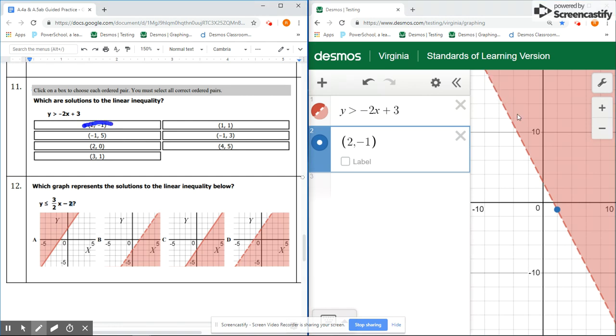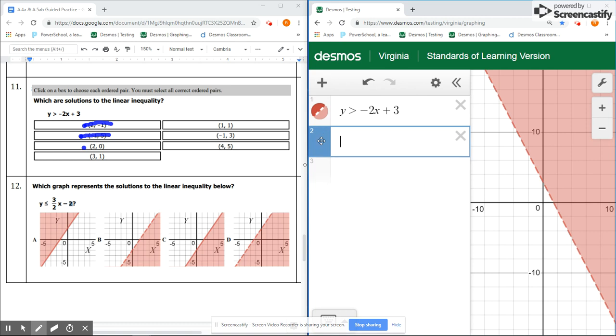The only way a point on this line can be a solution is if it is a solid line, if we're equal to here. So we're not equal to, therefore this is not a point. Okay, next point we're going to try is -1, 5. So parentheses -1, comma 5. Okay, this point is also on the line, but since it is not solid, this is not a solution.